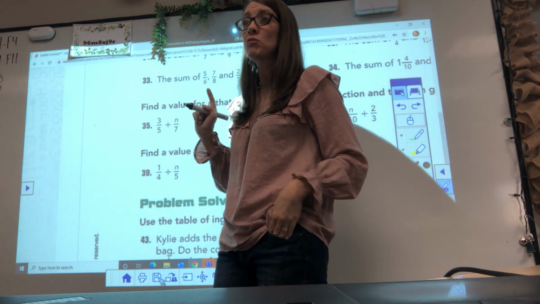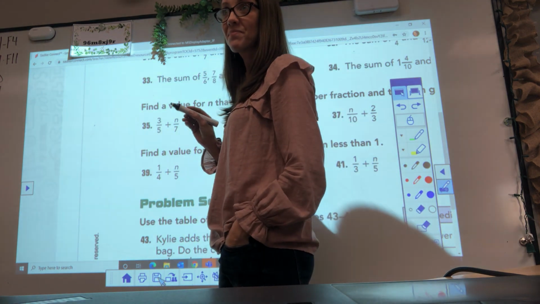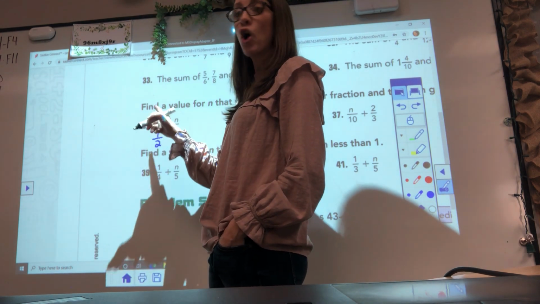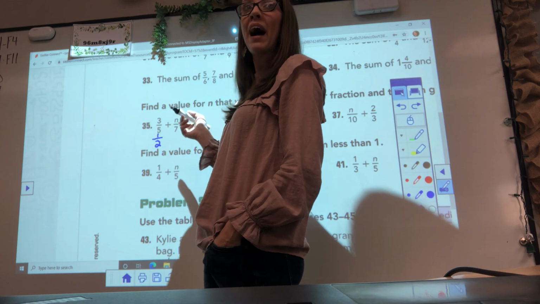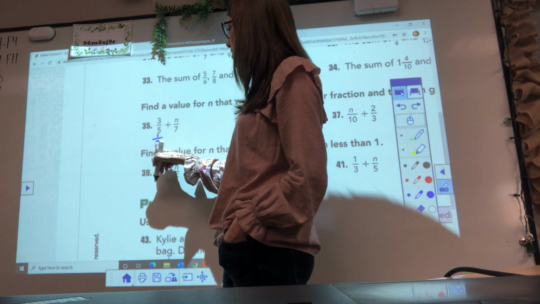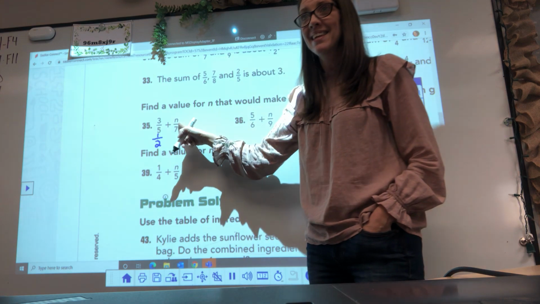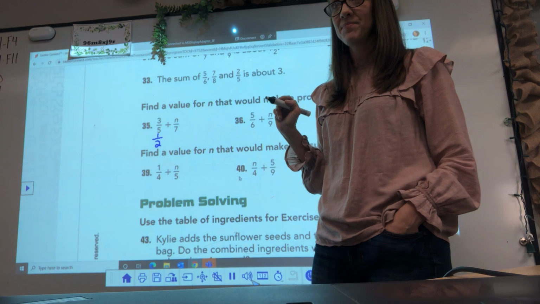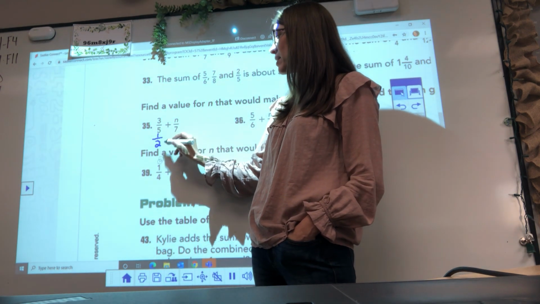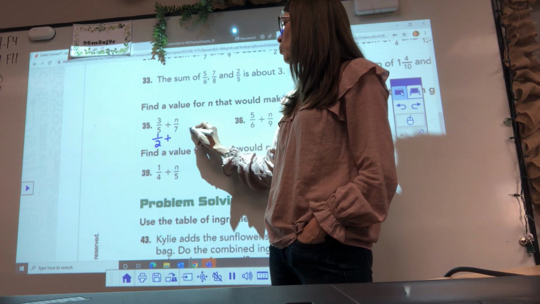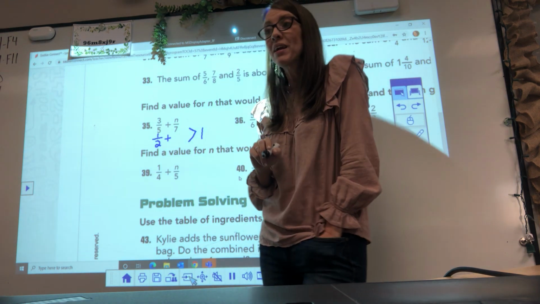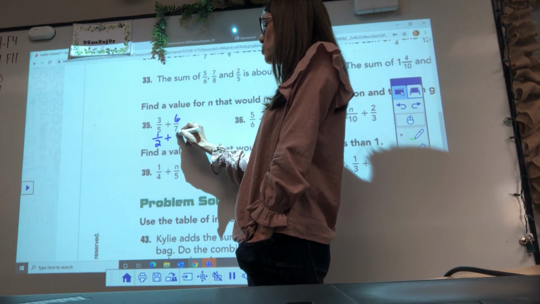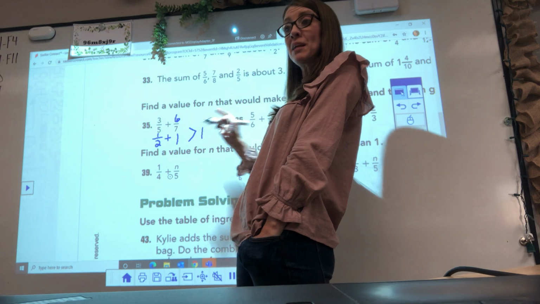So 3/5 is closest to what? Closest to a half. It's almost exactly half. 2.5 would be half. So if this is a half, what could we make n that would make this greater than 1? What could n be to make this plus this greater than 1? Bria. 6. Let's try it. If this is 6/7, then 6/7 is closest to 1, and 1 plus a half is definitely bigger than 1.